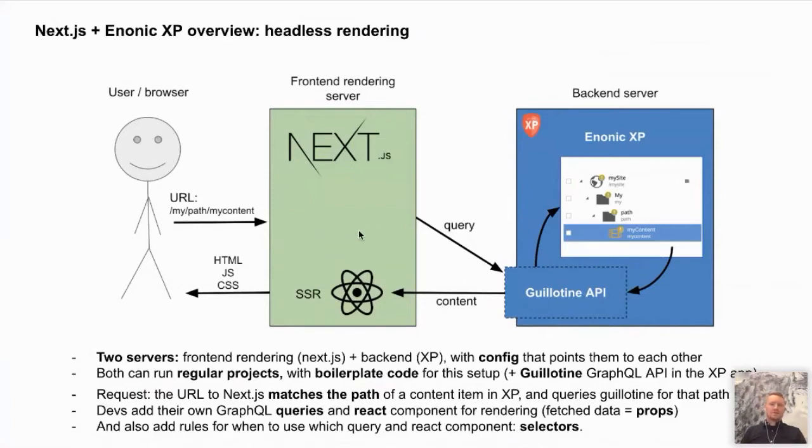And devs can add their own GraphQL queries specialized for certain cases, which we're going to get into, and also add their own React components, which will render on those certain cases. The fetched data from XP will be used as props for the React rendering. And I'm also going to show you a little thing about the rules for when to use which query and which React component, etc., which we've chosen to call selectors.